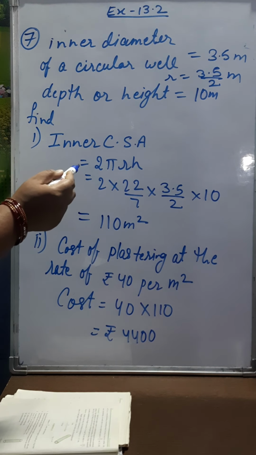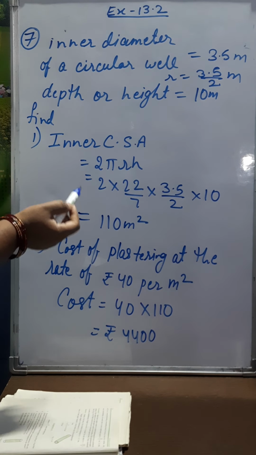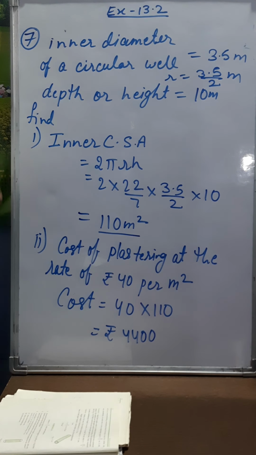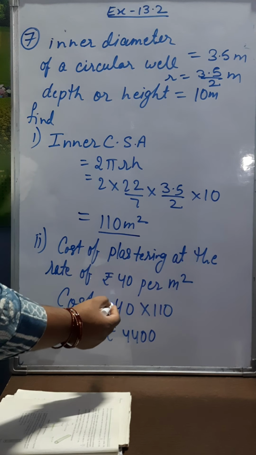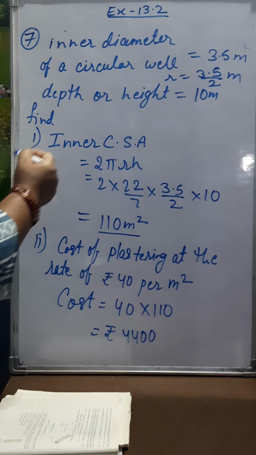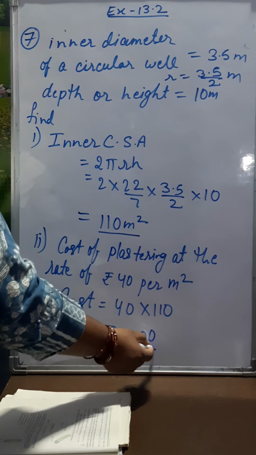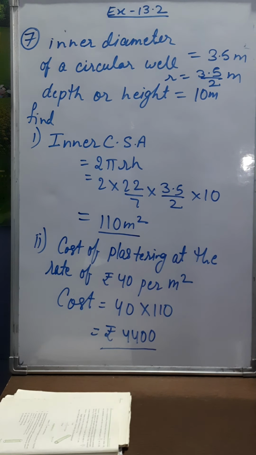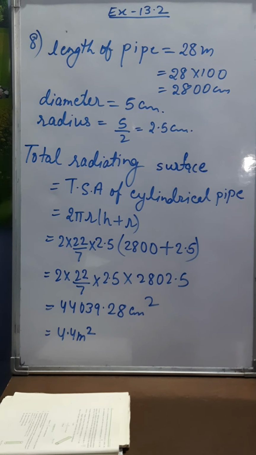First, the inner curved surface area. We can apply the formula 2 pi RH. If you calculate like this, you will get 110 meters square. And for its cost, simply the curved surface area has to be multiplied with rupees 40. You will get the cost of plastering. It is 4400 rupees. Now move to question number 8.